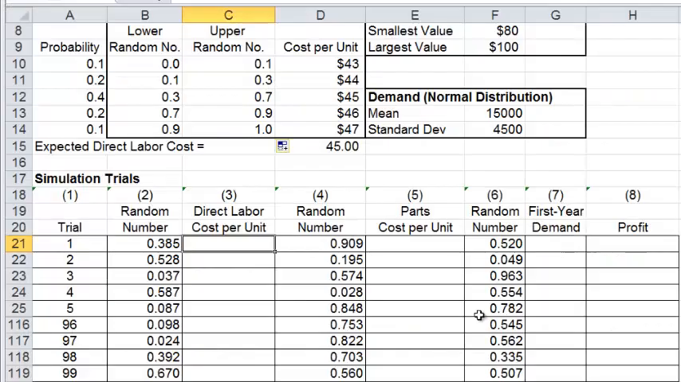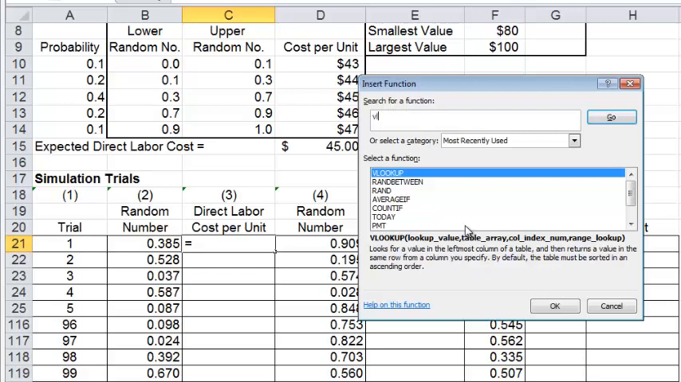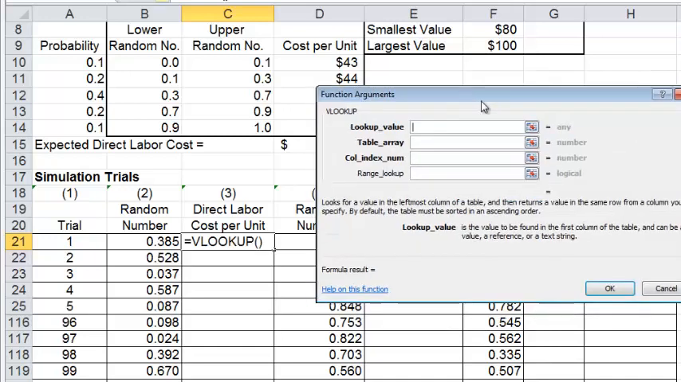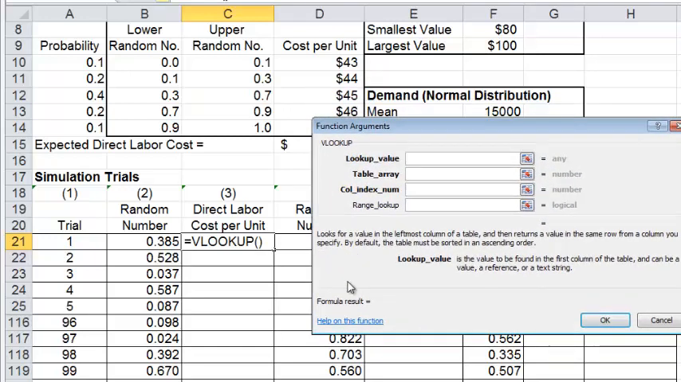When you're learning about a function for the first time, it's always a good idea to use the insert function button to look up how to use it. So we search for VLOOKUP, say go, here's a match, VLOOKUP. So that's the function we want to use, and let's say OK. It says here, the VLOOKUP function looks for a value in the leftmost column of a table. So we want to look up this number in the leftmost column of this table in here.